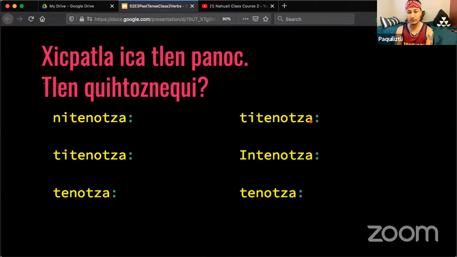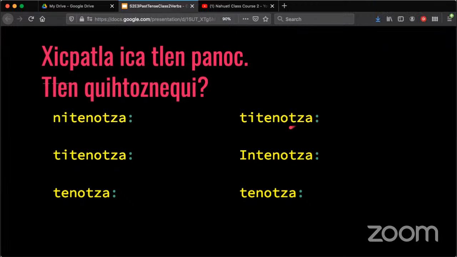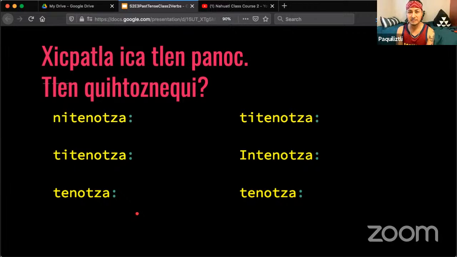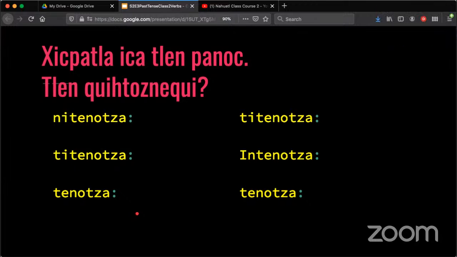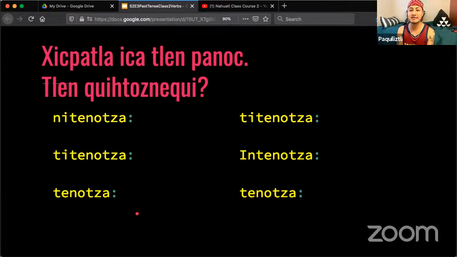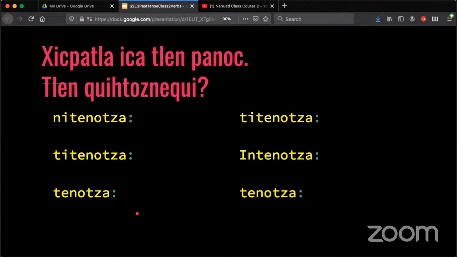So let's see who can tell me who can Xicpatla Ica Tlempanuk and who can tell me Tlenki Tosneki. Nias temastikit. Okay. ¿Cuál? And nite noski, which I call someone or I call people. In the past or in the future or in the present? Oh, in the past, I called people. Kena. And this Z is pronounced like pizza. So Nitenotski. Nitenotski, okay.